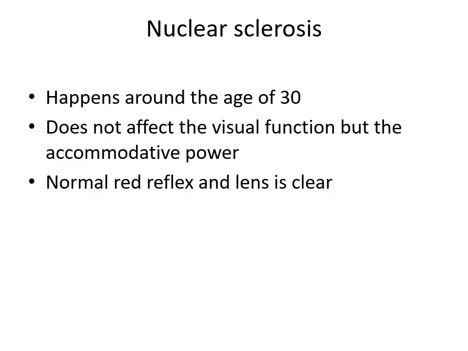Lens sclerosis usually happens at the age of 30, as the lens doesn't increase in size, so the central fibers are compressed and dehydrated, which leads to conversion of the central soluble lens protein into hard insoluble lens protein. This is considered a physiologically normal process. It doesn't interfere with visual acuity by any means, but it affects accommodation. When examining the patient, you will find that the central nucleus is grayish in color, but the lens is clear and the red reflex is normal.